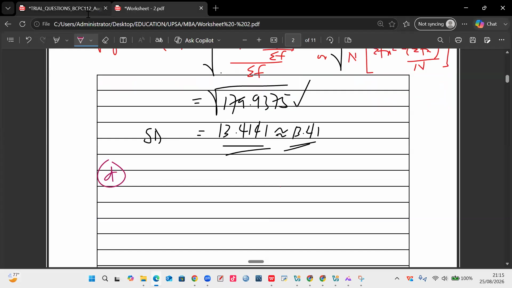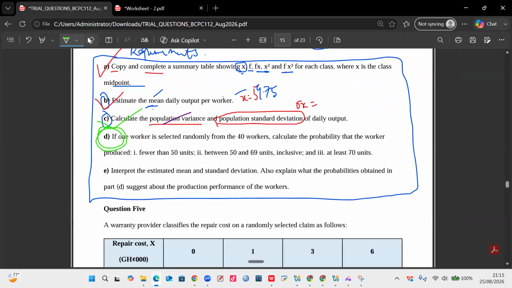Now let's do the probability. Someone should read the question.